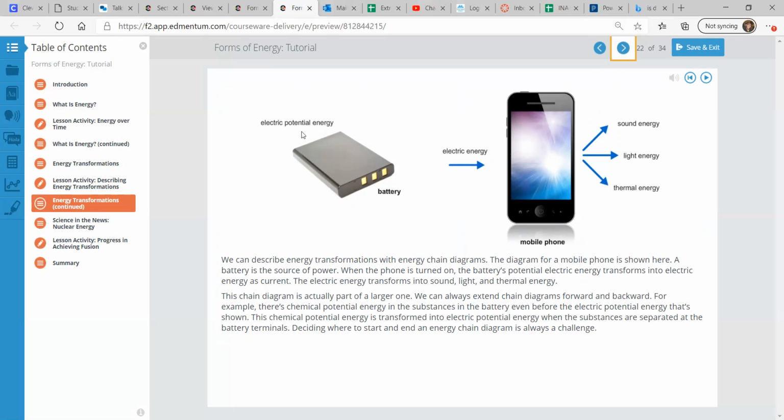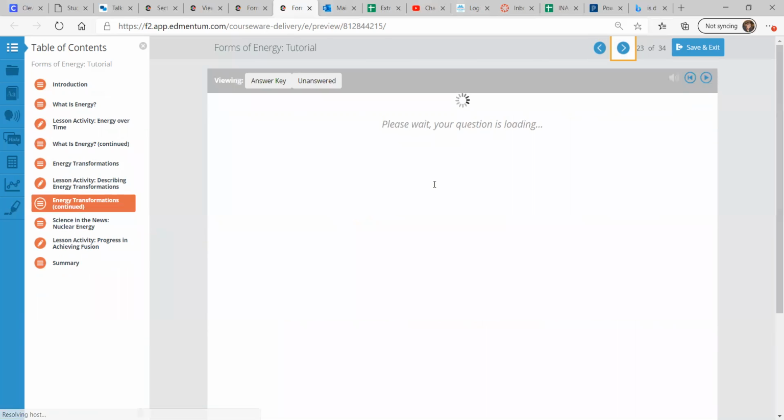So what gives this electrical potential energy is the interaction of chemicals within the tiny battery. And this chemical potential energy is transformed into that electric potential energy when the substances are separated at the battery terminals. Deciding where to start and end these types of chain diagrams is always a challenge, right? You have to decide what you want to show.